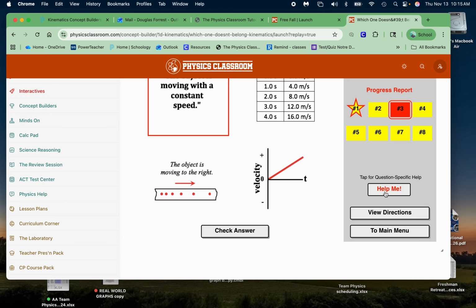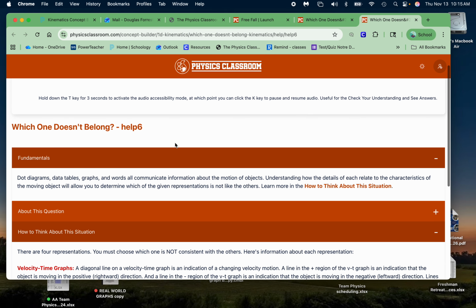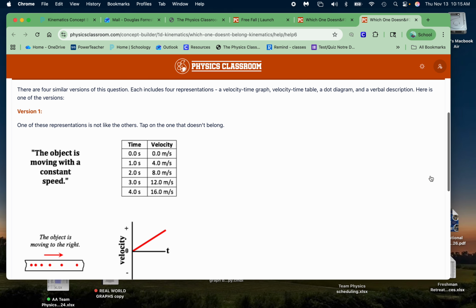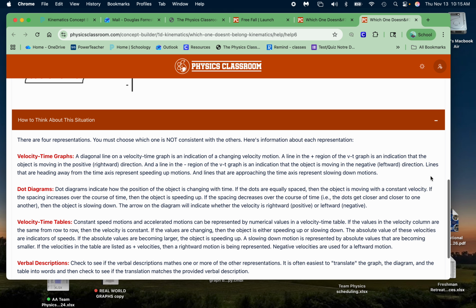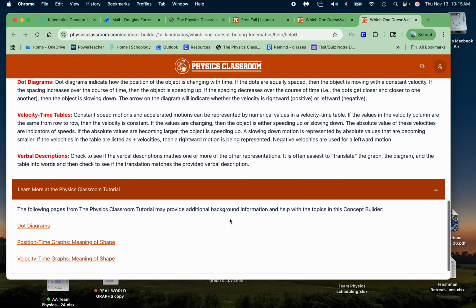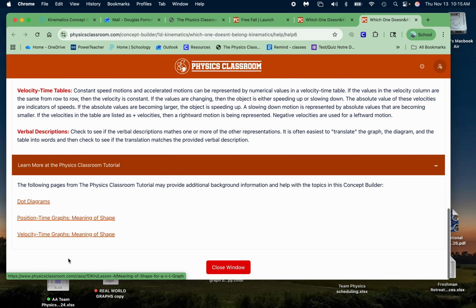Remember, if you want to tap for help, you can look about the fundamentals, about how to think about the situation. You can look at this particular question. You can look at all these things. You could also go to a certain part in the Physics Classroom tutorial about all these different representations as well.